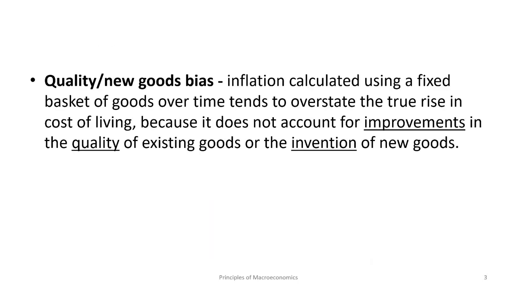Another problem with CPI is quality or new goods bias. Now, the quality of a product does change over time, and better quality often costs more money. But CPI cannot accommodate changes in quality or the introduction of new goods.